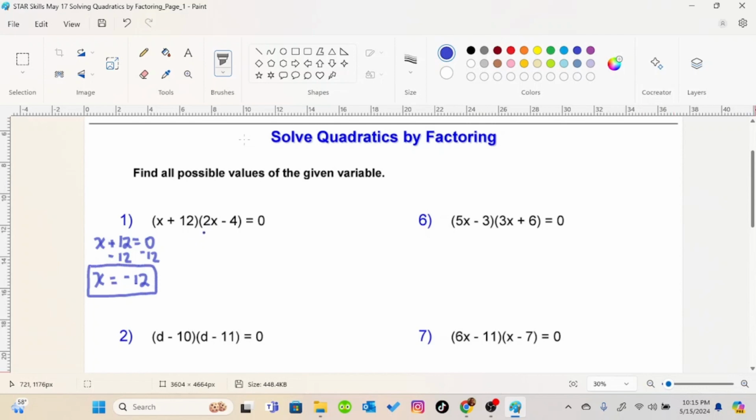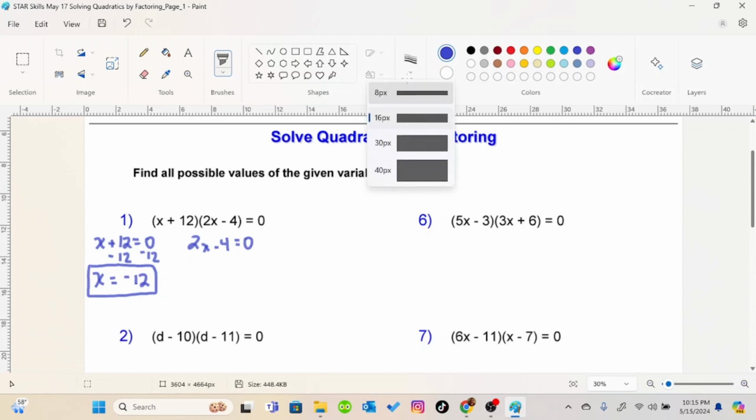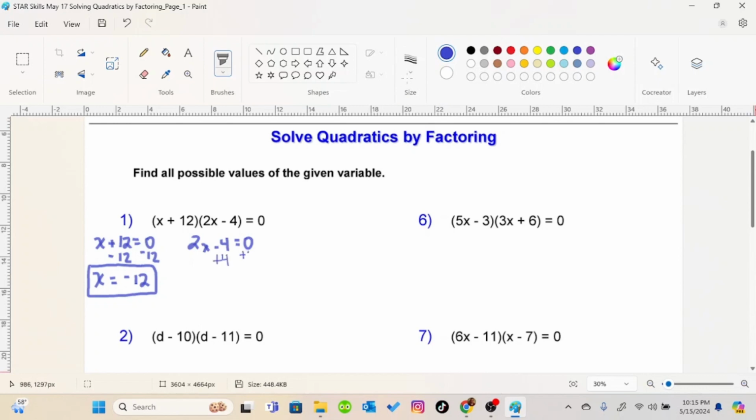Then you would take the other factor, which is 2x minus 4, and you would set that equal to 0. First thing you would do is add 4 to both sides. That gives you 2x equals 4. Then divide both sides by 2, and you would get x equals 2, because 4 divided by 2 is 2. So one answer could be that x equals negative 12. The other answer could be that x equals 2.